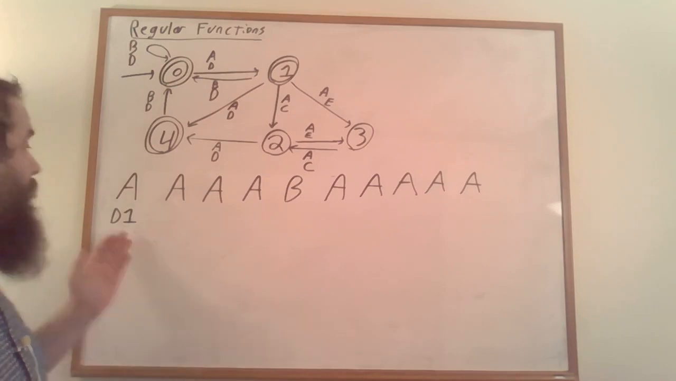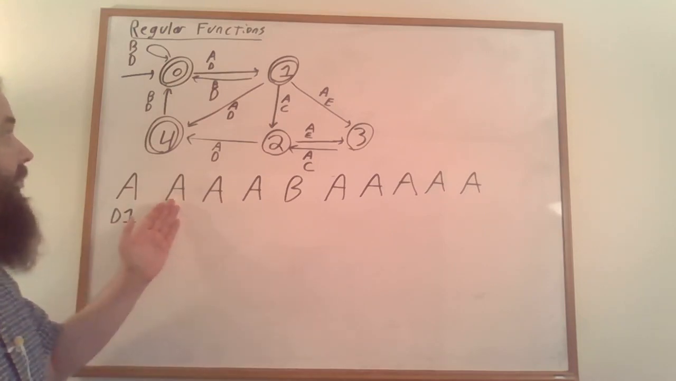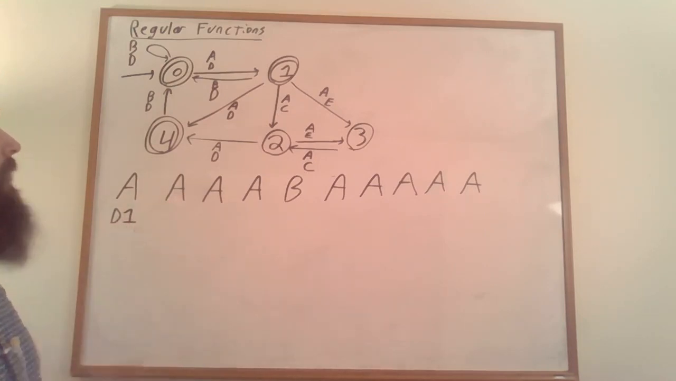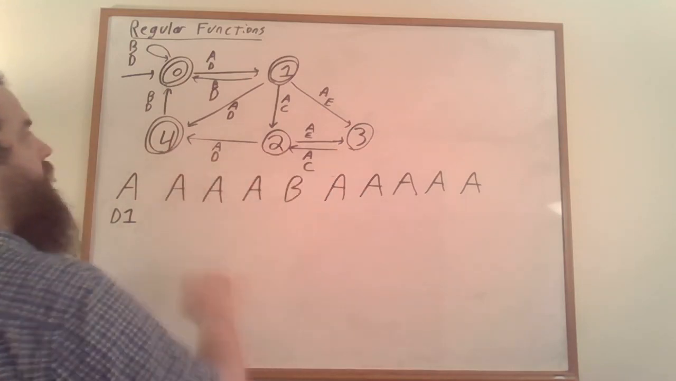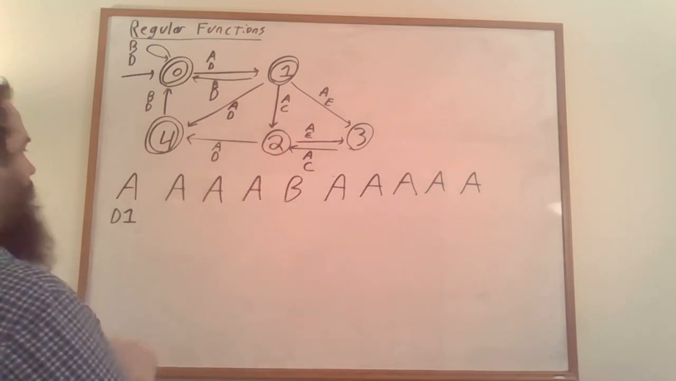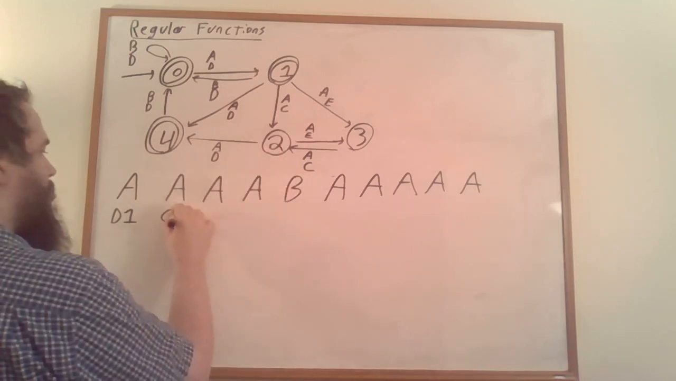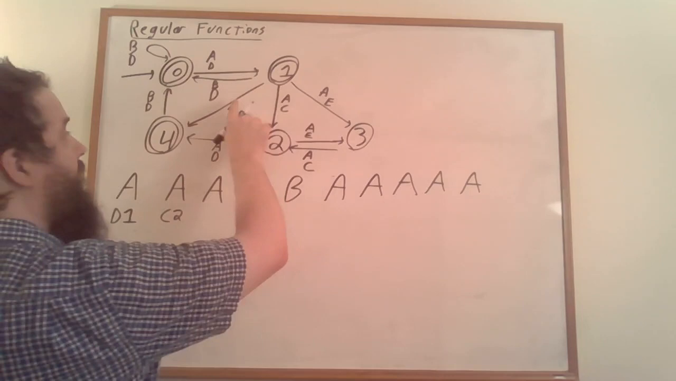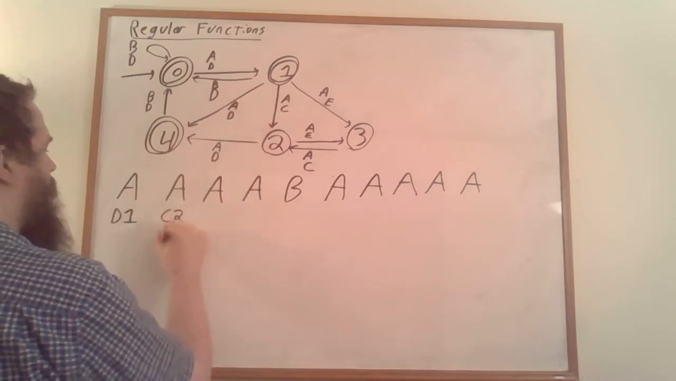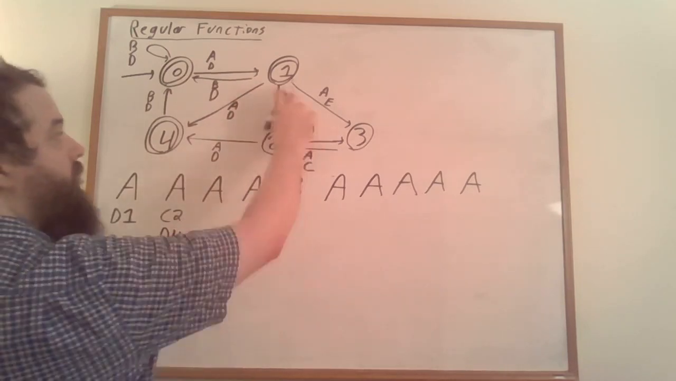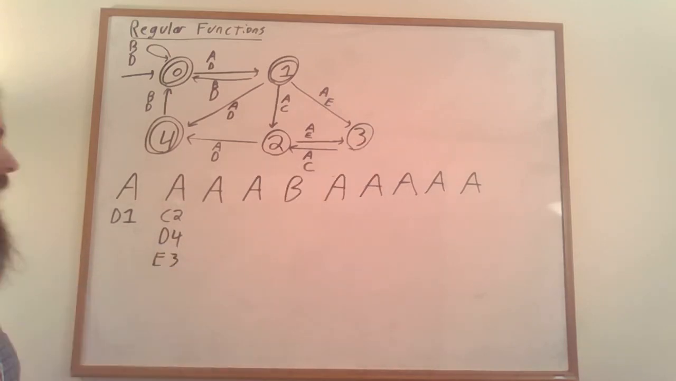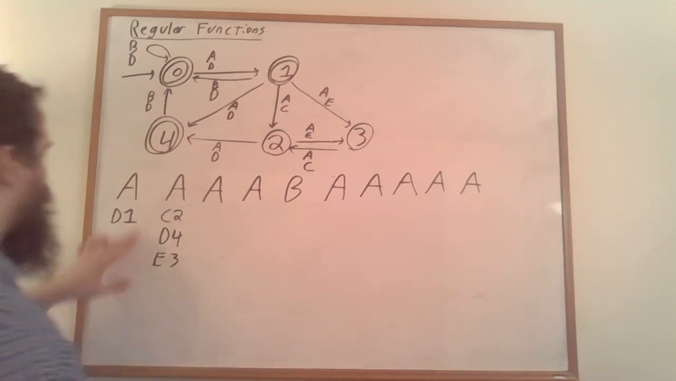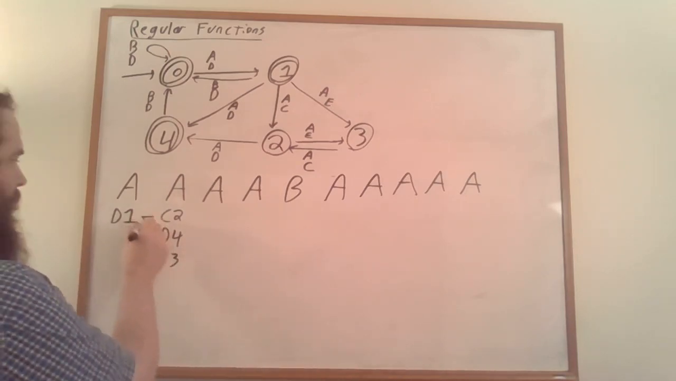Now suppose that we're in state 1 and we read another A. What could happen? Well, there's actually 3 possibilities. We could read a C and wind up in state 2. We could read a D and wind up in state 4. Or we could read an E and wind up in state 3. And I'm going to keep track of this information like this, and I'm actually going to draw in some arrows.